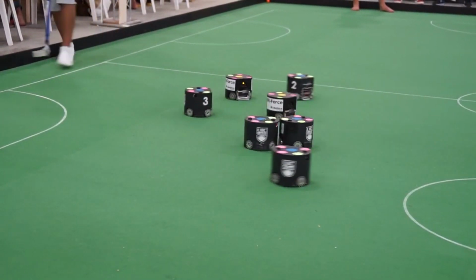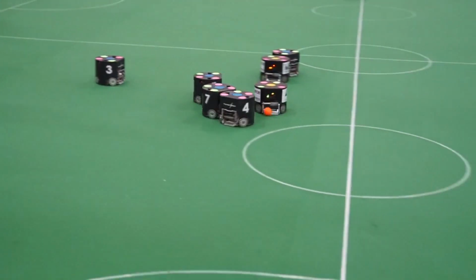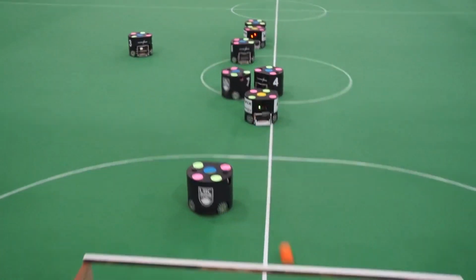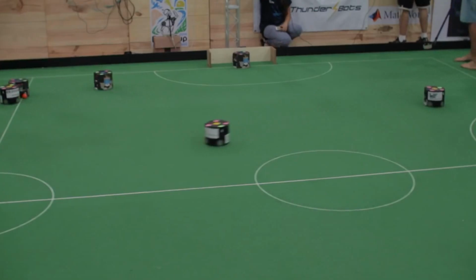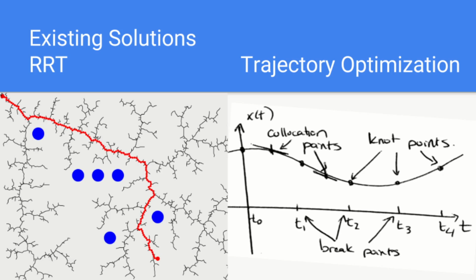Interestingly, these robots are limited more by their acceleration than their top speed, which means that the fastest path is not necessarily the shortest path. There are two main approaches to this problem right now: rapidly exploring random trees, RRT, or trajectory optimization. RRT is great at finding the shortest path, but it's difficult to express the physics of the system, such as maximum acceleration, so many of its paths can actually be slow or impossible for robots like ours.